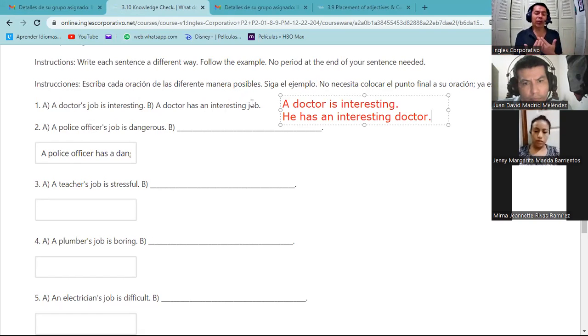O sea que aquí no importa lo que estemos calificando, sino que lo que ustedes deben de tomar en cuenta es que cuando usamos el verbo to be, primero va el nombre y después el adjetivo. Y si usamos otro verbo o está en otro contexto, siempre va a ser primero el adjetivo y después el nombre. Eso es lo que no se les debe olvidar.